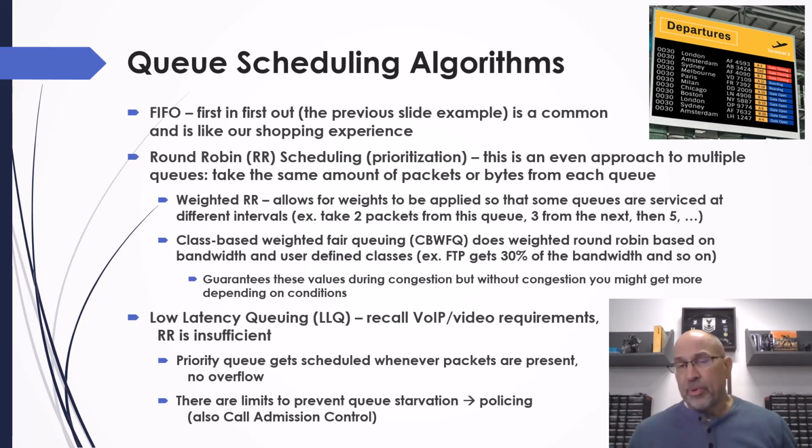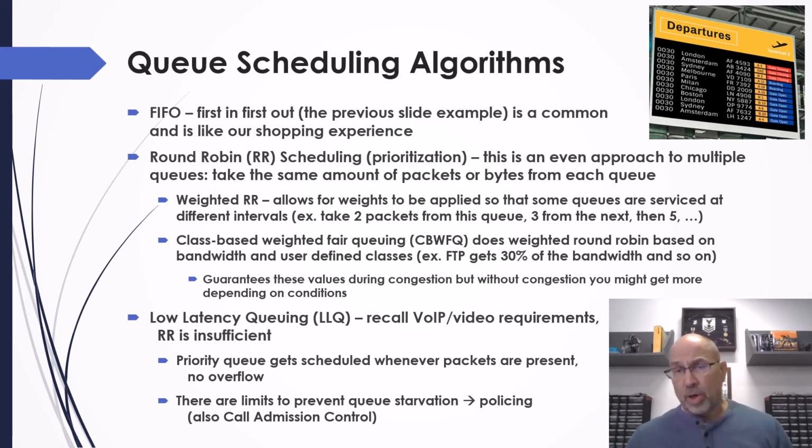So in the book example, there's a couple of different applications or a couple of different classes that are defined. One of them gets 20% of the bandwidth, one gets 30, and one gets 50. Now the one that's guaranteed 50% of the bandwidth, right, is an important application, and then the other two are guaranteed 20 and 30% respectively.